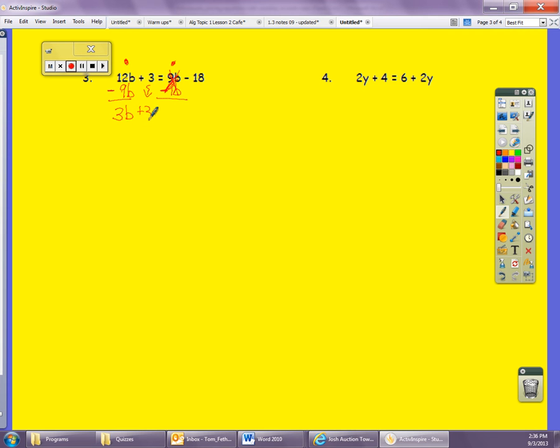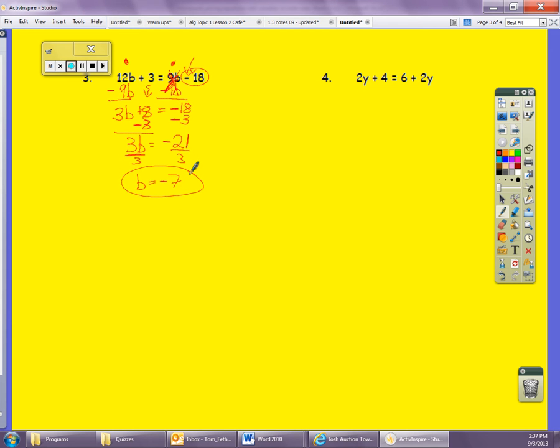Bring down the plus 3 equals, bring down the negative 18. Make sure you get the negative sign with it, so it's negative 18. Subtract 3, we need to get rid of the 3. Subtract our 3, bring down 3b, and negative 18 minus 3 gives us negative 21. And then we divide by 3. And negative 21 divided by 3 is negative 7.